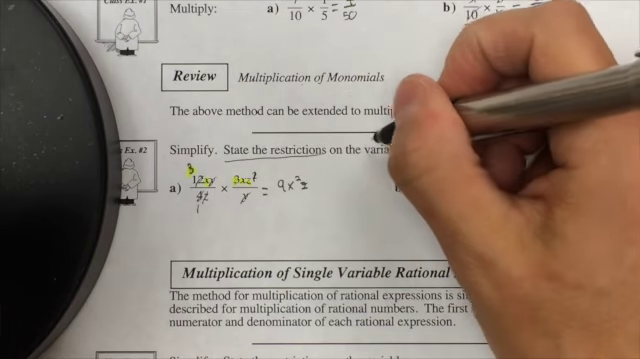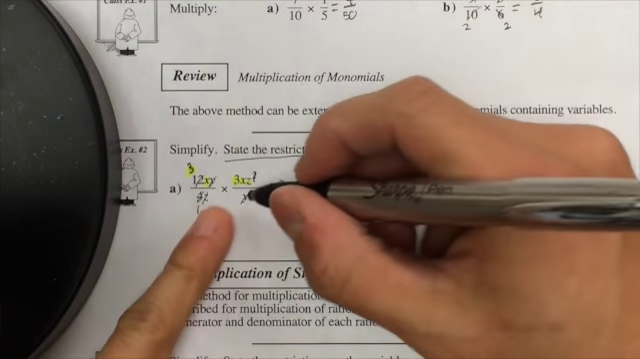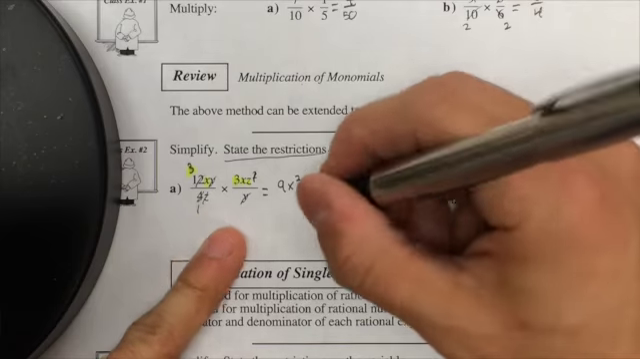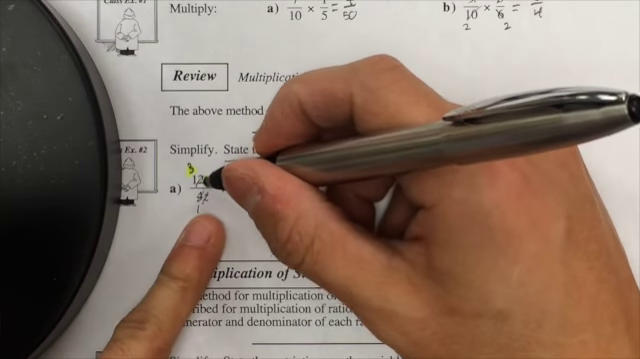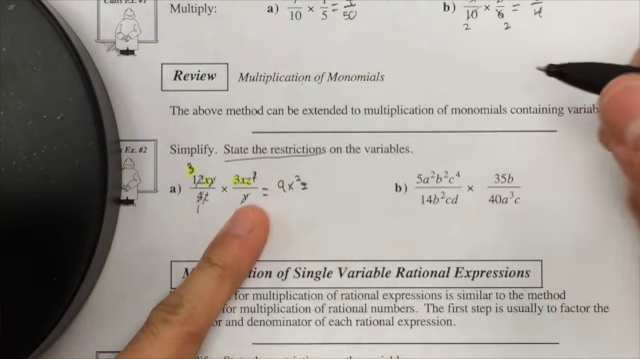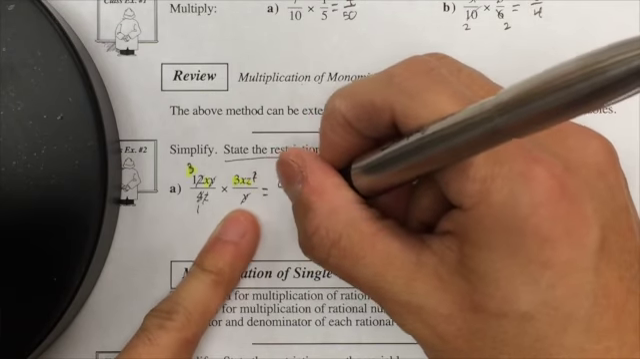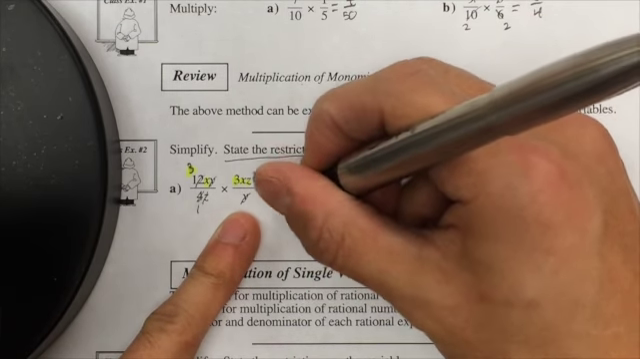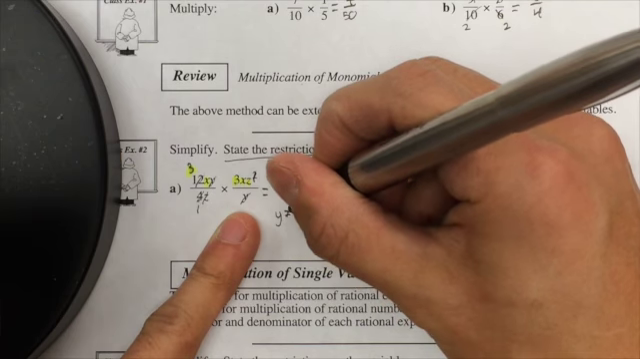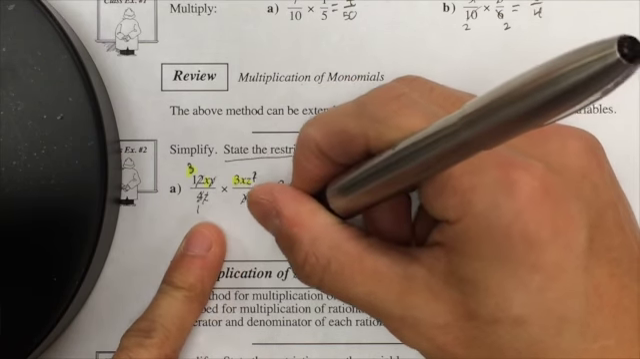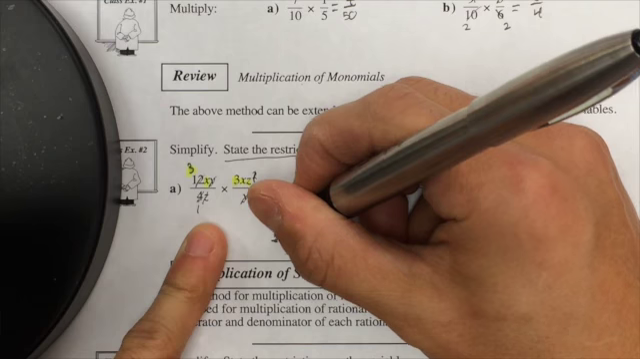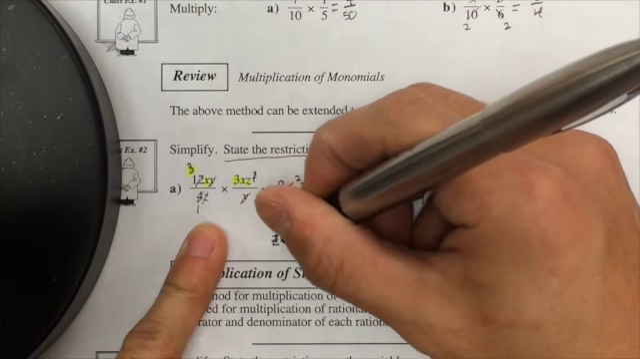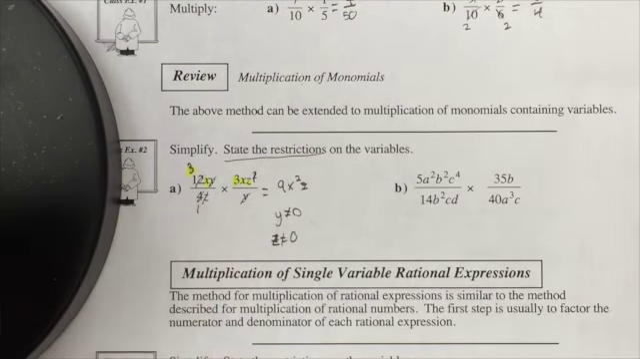Now we need to state the restrictions on the variable. We're going to use our original expression, which had 4z and y in the denominators. So the restrictions on my variables are y cannot equal 0, and z, that does not look like a z, but z cannot equal 0 as well.